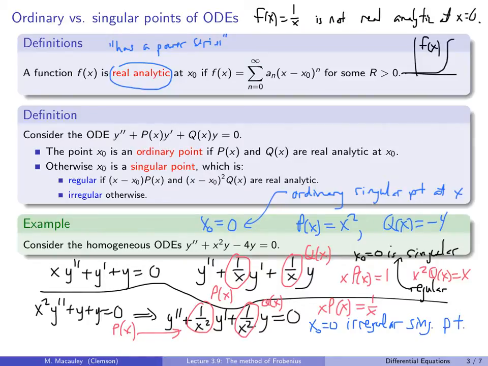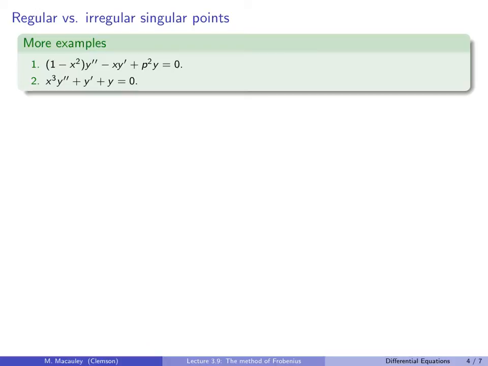And that's all there is to it. So just give it an equation, divide out to make it monic, and check these points and ask, is it defined at these points? If so, it's ordinary. If not, it's singular. And then check these two things, x p of x and x squared q of x. And that will tell you if it's regular or irregular. Okay, so let's do a few more examples.